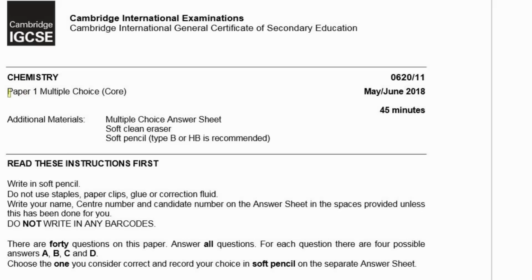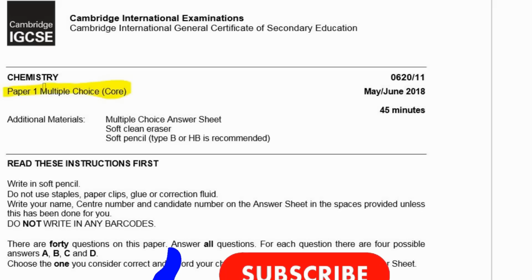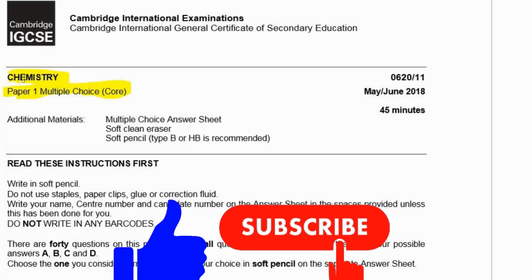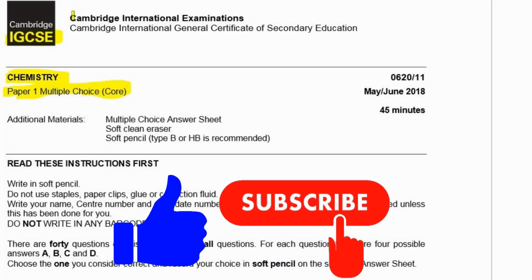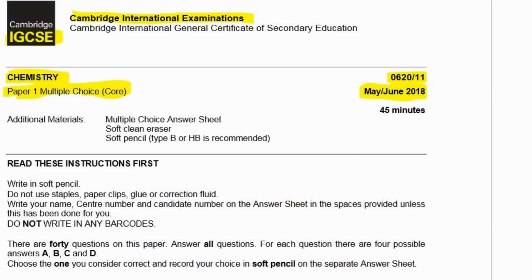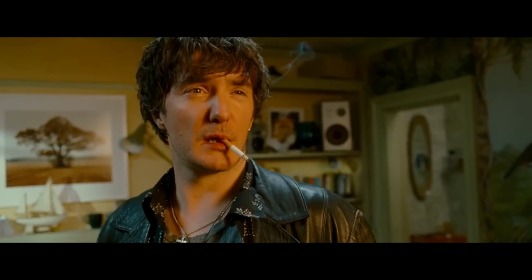Okay, now we're going to go through paper 1, which is the multiple choice core option for chemistry. This is from IGCSE, from Cambridge International Examination, CIE, from May-June 2018, and the code is 0620/11. All right, let's begin. You ready?